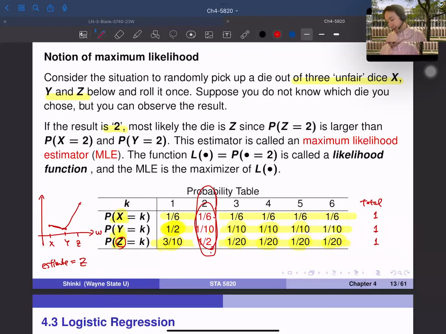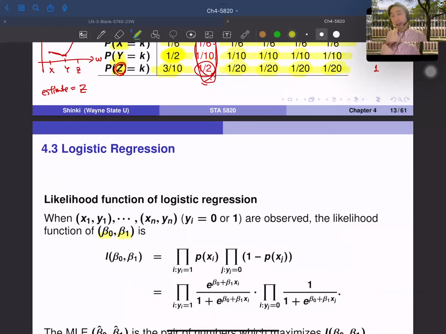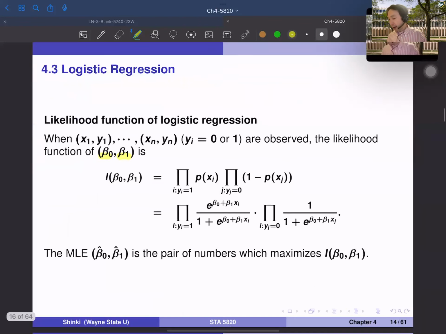Yeah, so this is the idea of the maximum likelihood method. Going back to logistic regression, we want to estimate beta naught and beta 1. The pair of beta naught and beta 1 can be any point on the 2-dimensional plane, so we want to find the best pair. To find those values, we can use the maximum likelihood method. So suppose we observe x1, y1 to xn, yn.